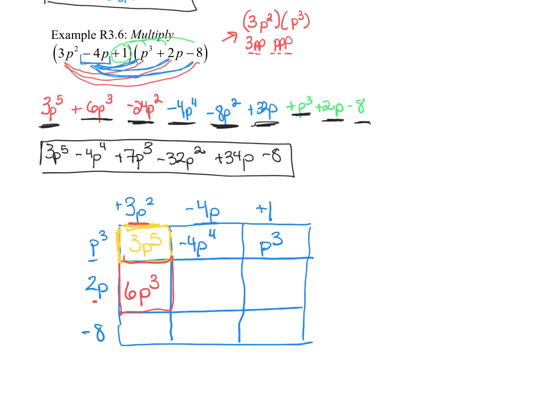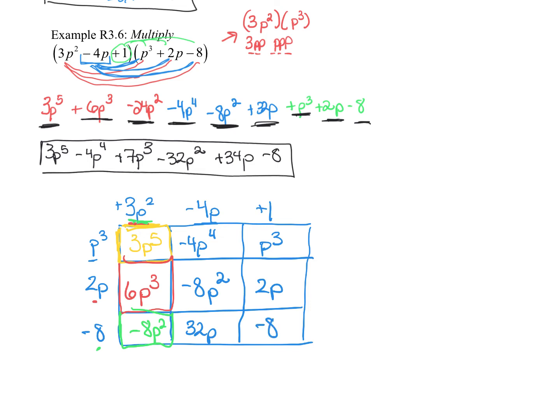We keep going. Negative 4 times 2 is -8. P times p is p squared. And then 2p times 1 is 2p. This box right here, 3p squared and -8, so we get -8p squared. 4p times -8 is 32p, and then 1 times -8 is -8.